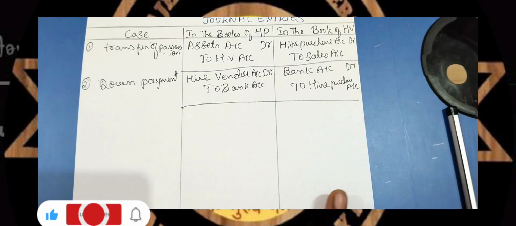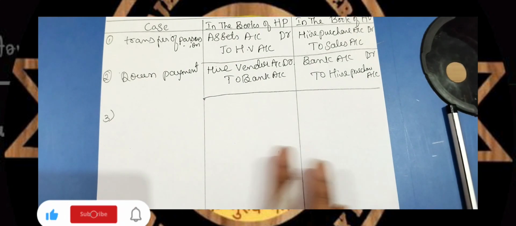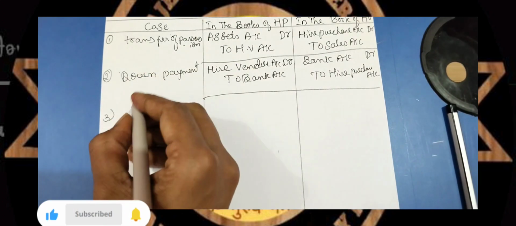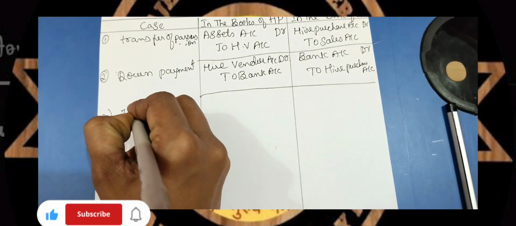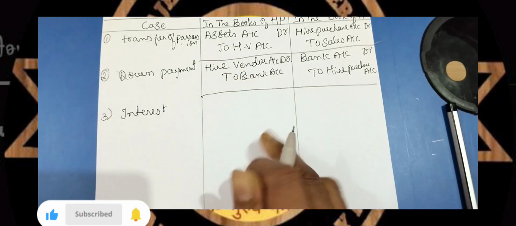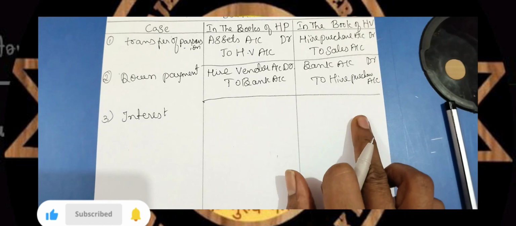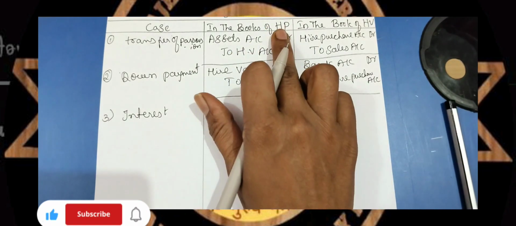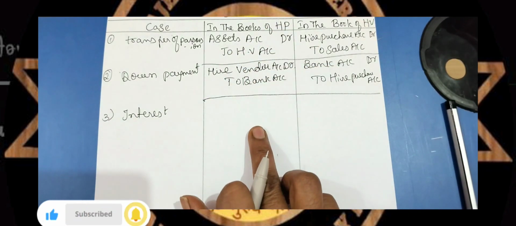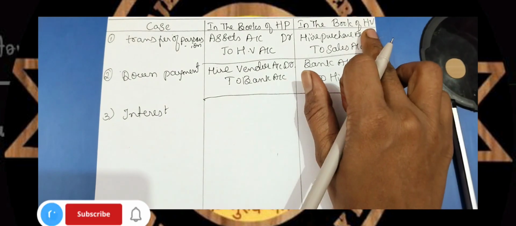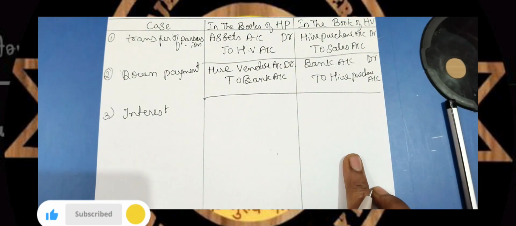The next one, the third entry, is interest. See, interest also we are paying. For one person the interest is an expense; for another person, interest is an income. For the hire purchaser, interest is an expense, he is paying. For the hire vendor, interest is an income.